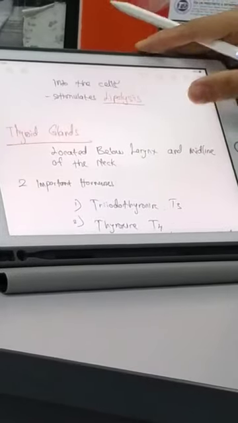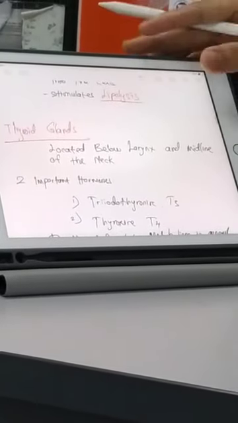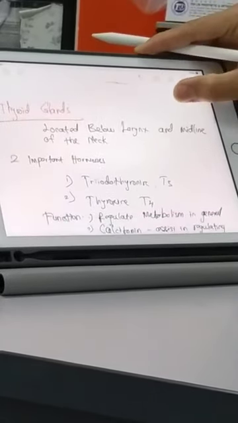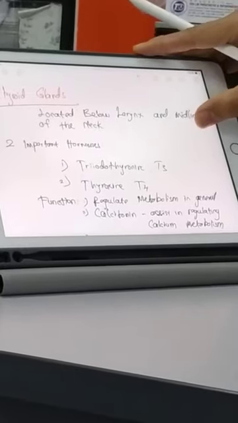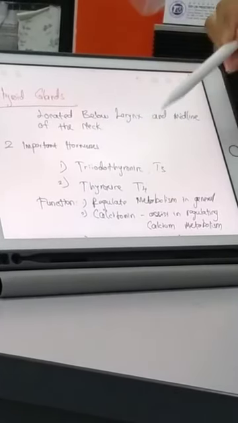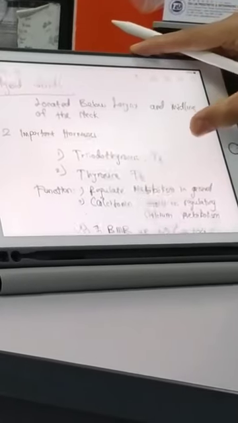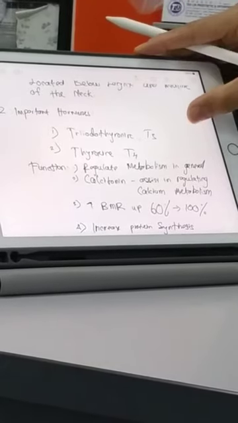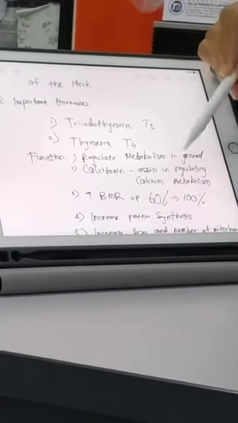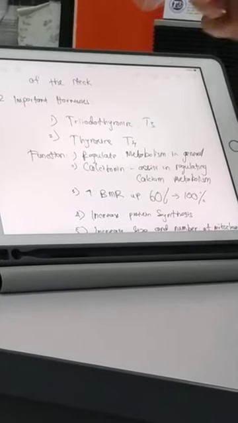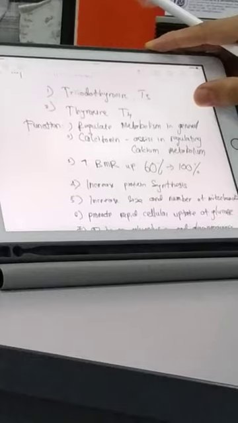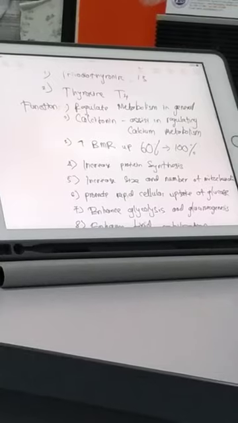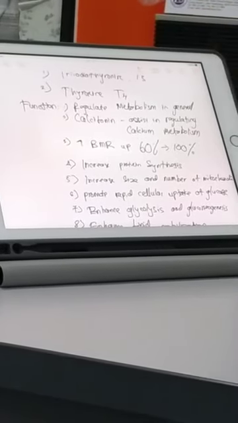The second major endocrine gland involved in exercise is the thyroid gland, which is located below the larynx at the midline of the neck. The two important hormones secreted by this gland are T3, called triiodothyronine, and T4, which is thyroxine. What is the function of these two hormones? It is to regulate metabolism in general, and to assist in regulating calcium metabolism by secreting calcitonin hormone. It also increases the basal metabolic rate, which can rise by 60 to 100% during exercise.